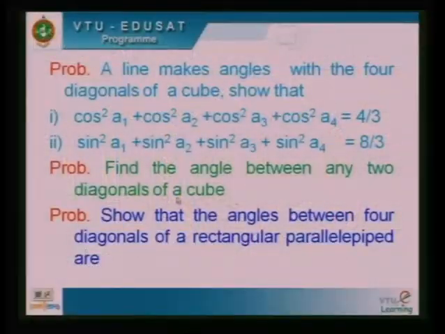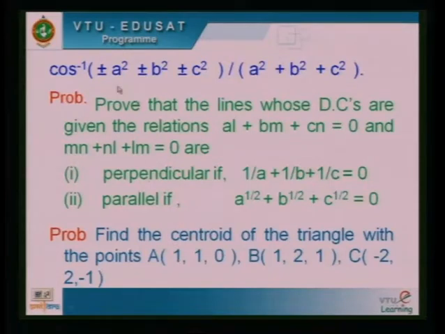Why I am selecting the same data one more time is because immediately after this I am going to discuss another problem, which is not a cube but a parallelopiped. How is the parallelopiped to be discussed? So these are the two problems today, and I shall complete them. Find the angle between any two diagonals of a cube, and show that the angles between four diagonals of a rectangular parallelopiped are cos inverse of plus minus a square plus minus b square plus minus c square divided by a square plus b square plus c square. That is the result to be proved.